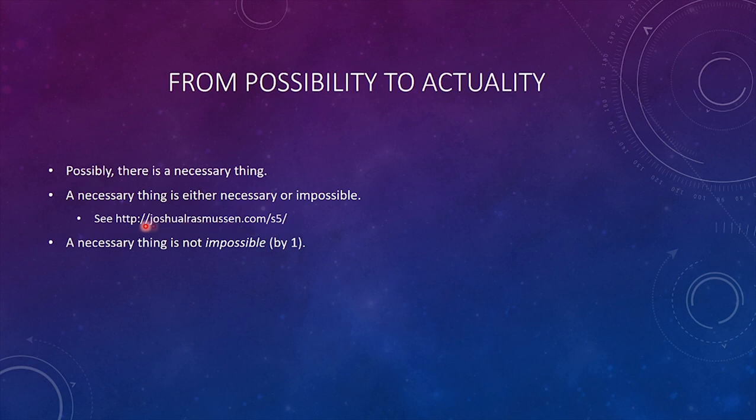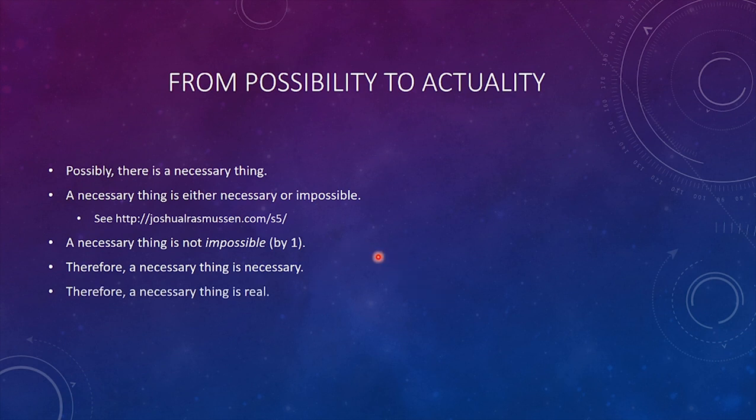Okay, now the next step is that a necessary thing is not an impossible thing. That comes from the very first premise here, that possibly there is a necessary thing. So if that's possible, then it's not impossible. And if a necessary thing is not impossible, then the only other option is that it's actually necessary. Therefore, a necessary thing is actually necessary. And if it's necessary, that means it's actually real. Whatever is necessarily real is actually real. So there we have the conclusion, a necessary thing is real. So this is an argument that goes from the possibility of this kind of thing to the actual existence of this kind of thing.